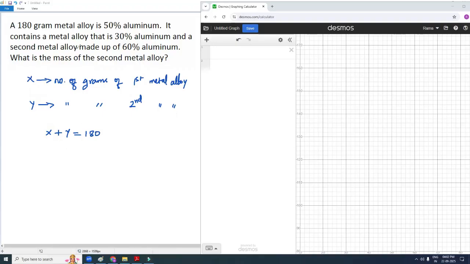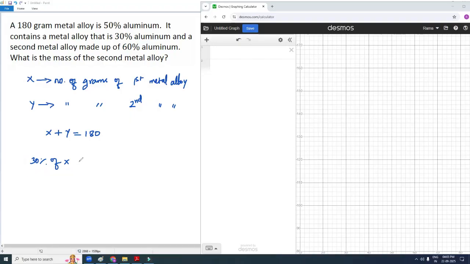It is given that the first metal alloy is 30% aluminum. That is, 30% of the mass of the first metal alloy, that is X, is aluminum. So to get the amount of aluminum in the first metal alloy, X grams, we have to calculate 30% of the mass, that is X. So 30% of X gives the amount of aluminum in the first metal alloy.